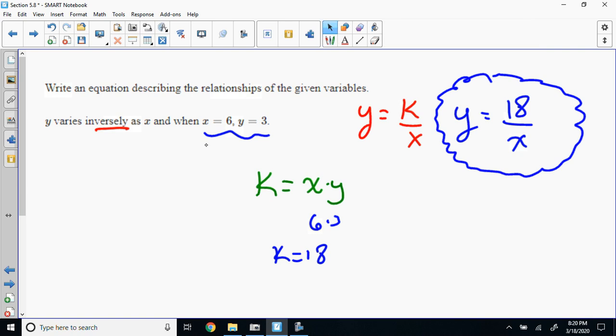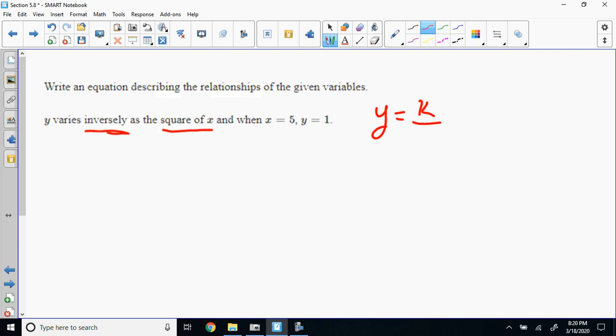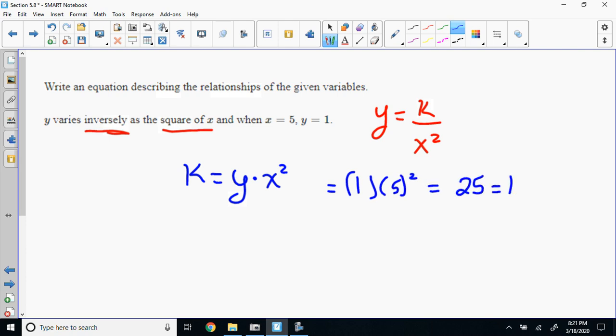All right, now let's look at another one. It says write an equation describing the relationship of the given variables. Y varies inversely as the square of x. So if it varies inversely, we've got y equals k over x squared. We're going to take the x squared and move it up beside the y to get the k. What that gives me is 1 times 5 squared, which would be 25. That's what k equals.